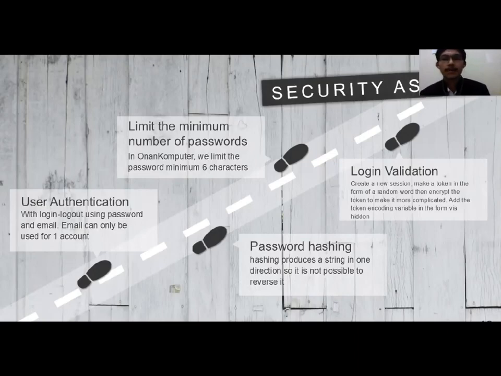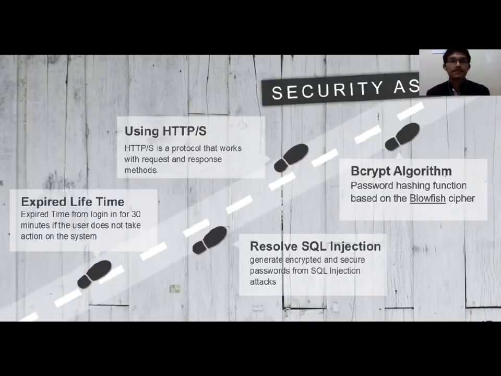Fourth is login validation. Create a new session, make a token in the form of a random word, then encrypt the token to make it more complicated. Add the token encoding variable in the form via hidden. The fifth is expired lifetime. The login expires after 30 minutes if the user does not take action on the system.